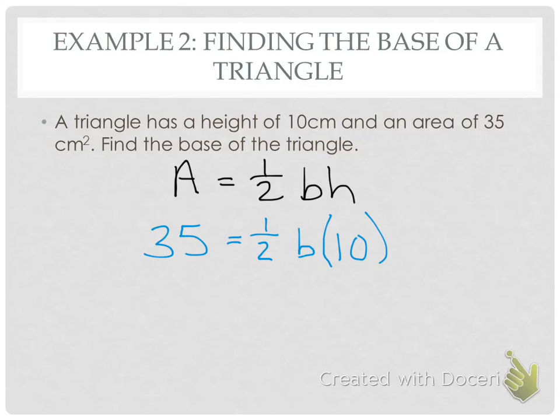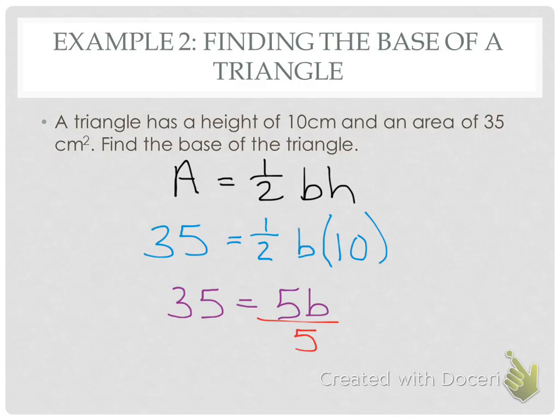Now remember, if you're working in your calculators, you could do 0.5 times 10, or if you know off the top of your head what's half of 10, what is it? What's half of 10? It's 5. It's 5, okay? So now 35 equals 5b. 5b, okay? Divide both sides now by what to solve for b?